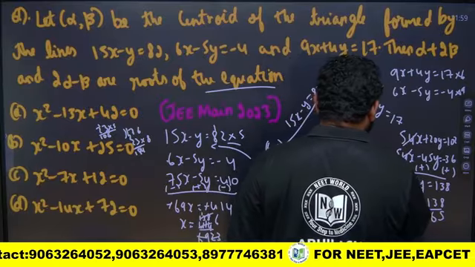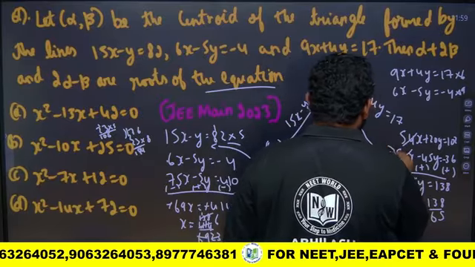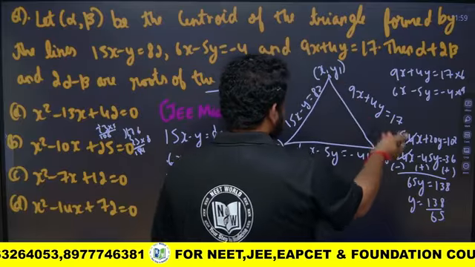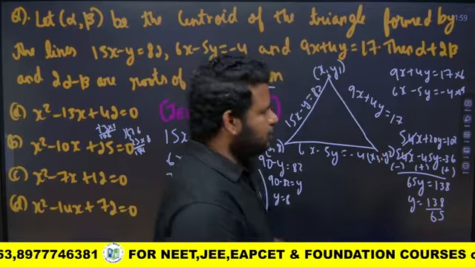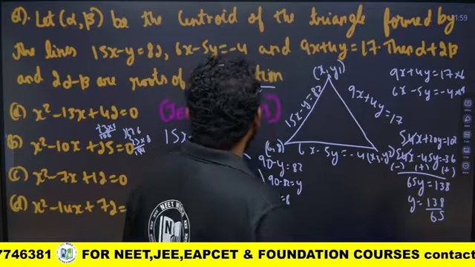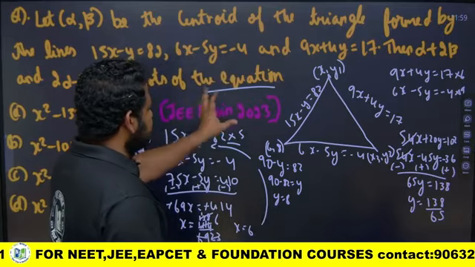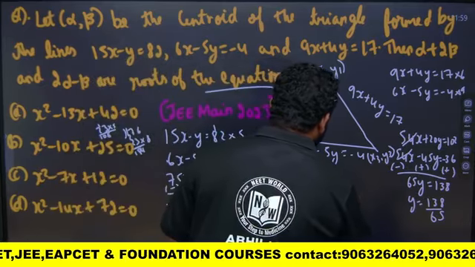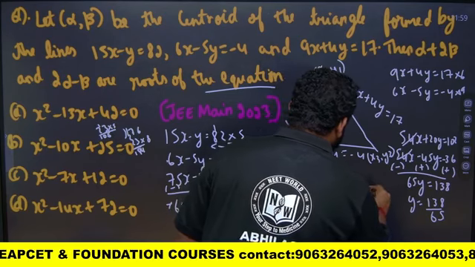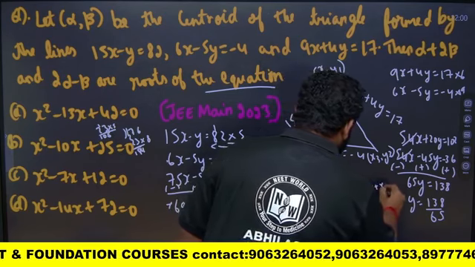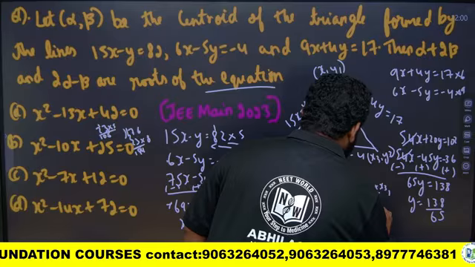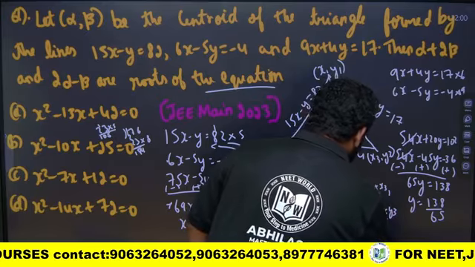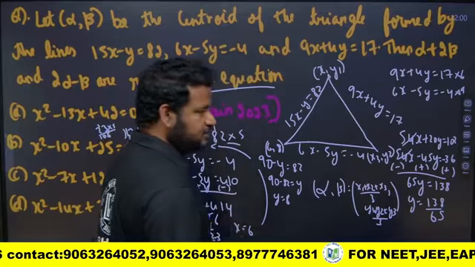This will be x3, y3, and this will be x1, y1. I will not waste time solving this. If you solve it, you will get the coordinates of the points. Then you can put the values and get alpha and beta. Alpha and beta is equal to x1 plus x2 plus x3 divided by 3, comma y1 plus y2 plus y3 divided by 3. This gives the value of alpha and beta, that is the centroid.